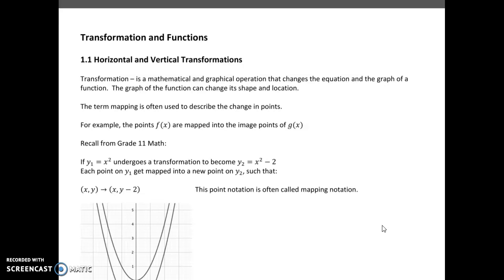The term mapping is often used to describe the change in points. So instead of saying transforming all the time, we might say the points are mapped into other points. So for example, the points of f of x are mapped into the image points of g of x. Image points simply mean the new transformed points.